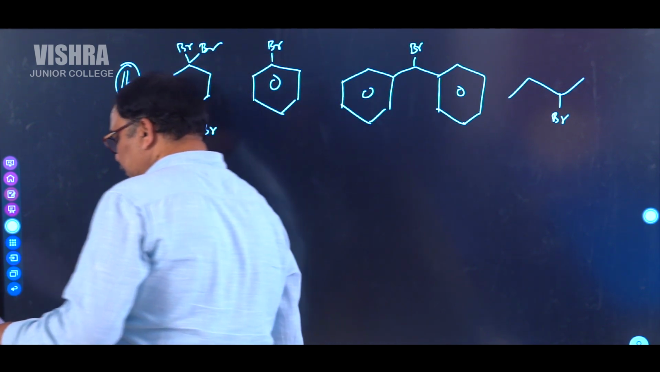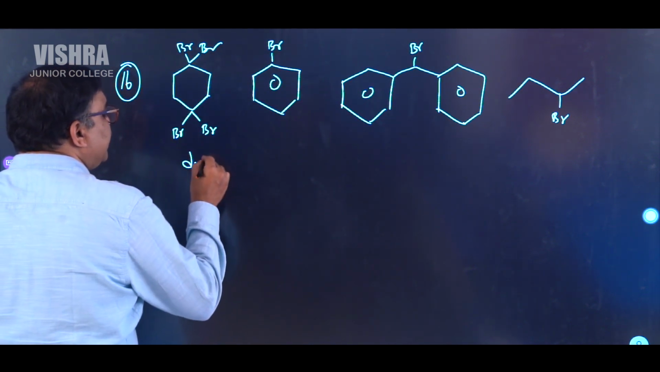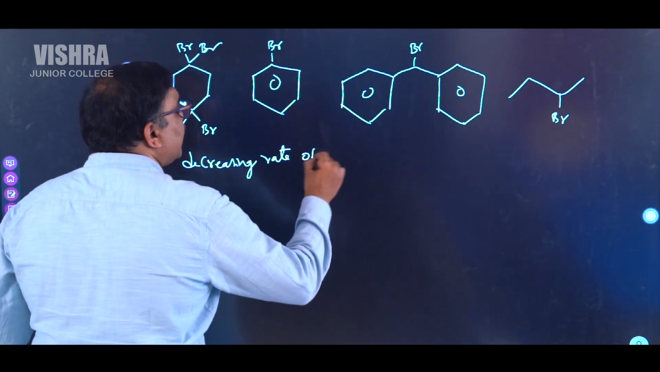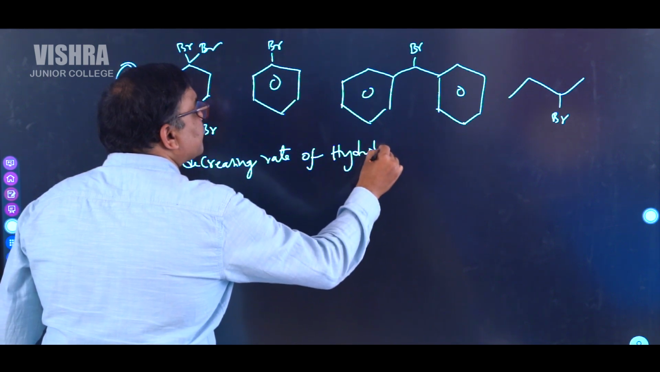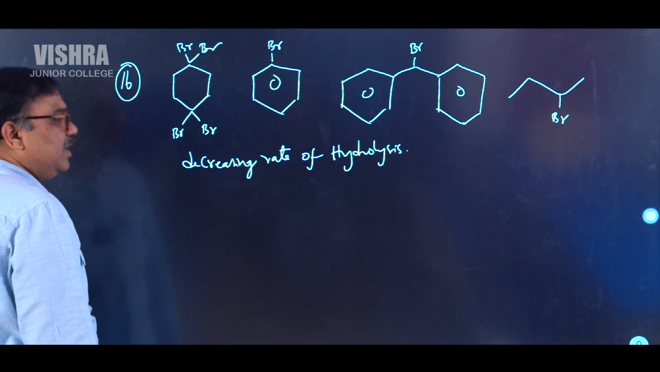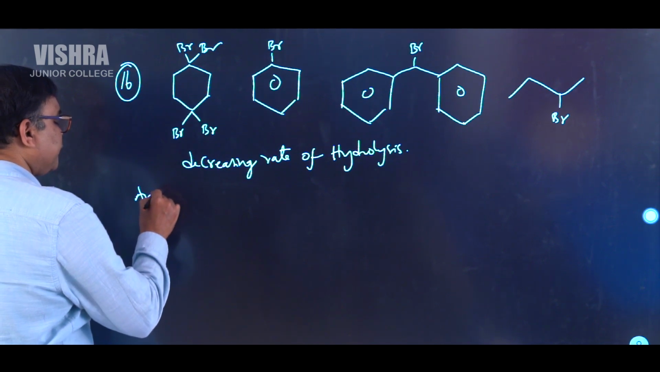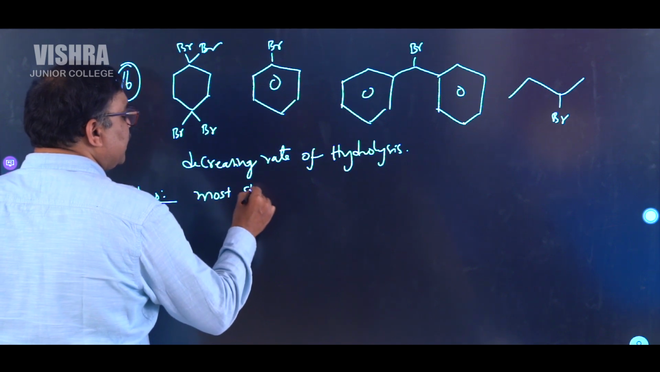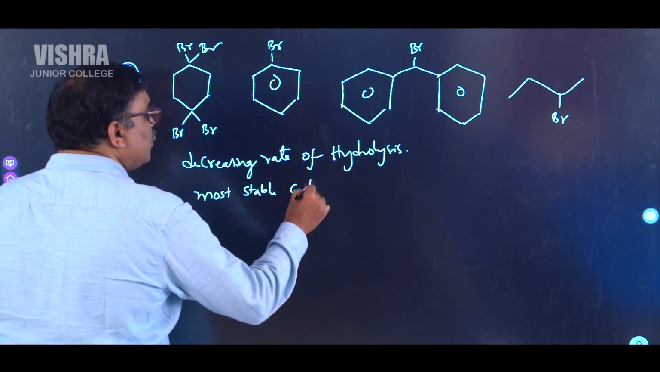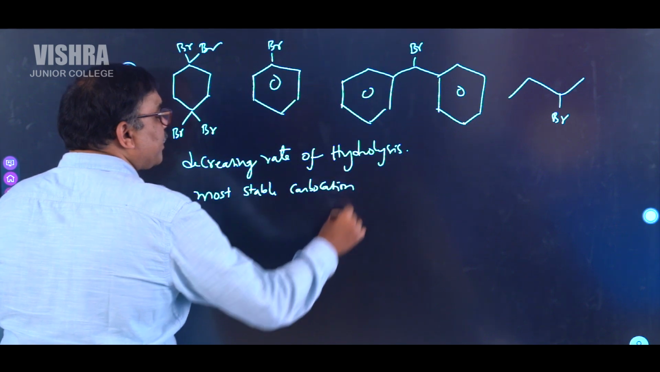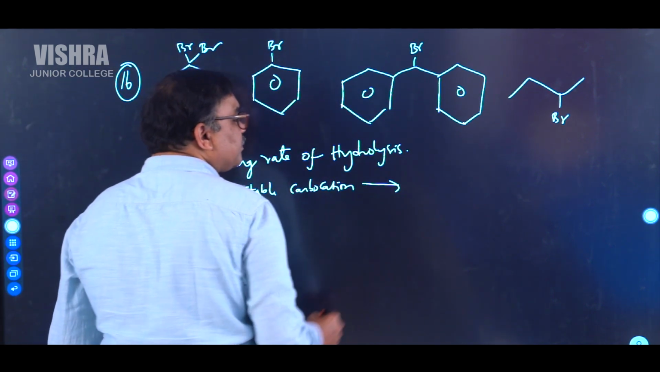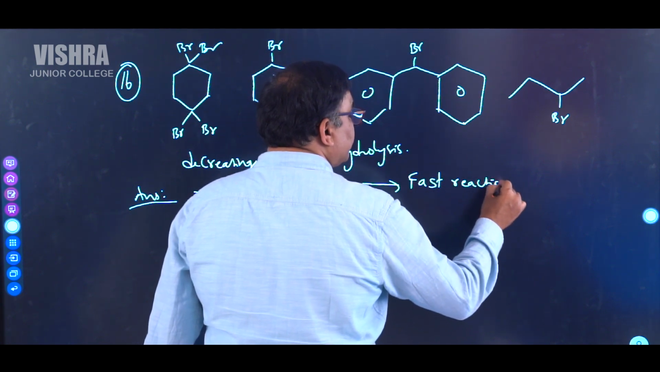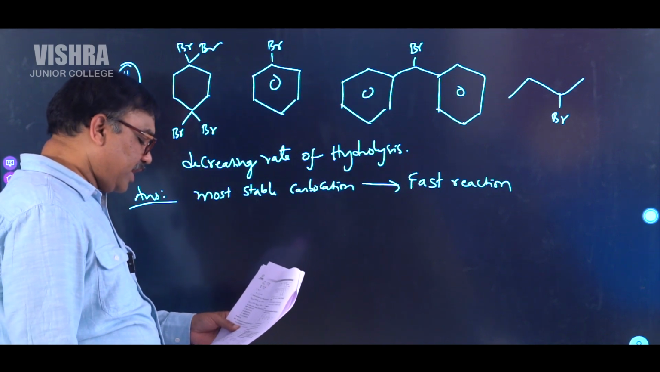So what is the question? Give the decreasing rate of hydrolysis. Remember, the answer is: most stable carbocation gives fast reaction. Most stable carbocation gives fast reaction.